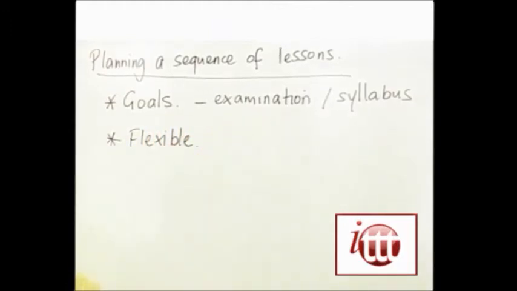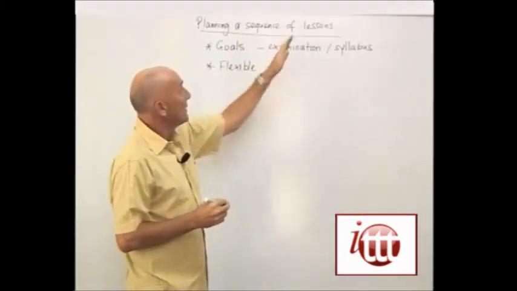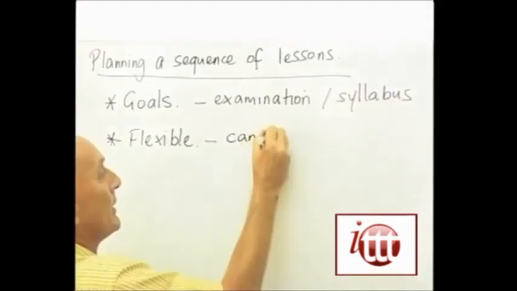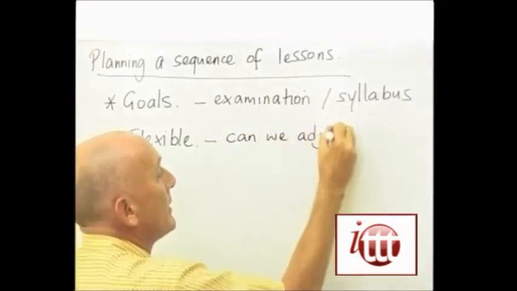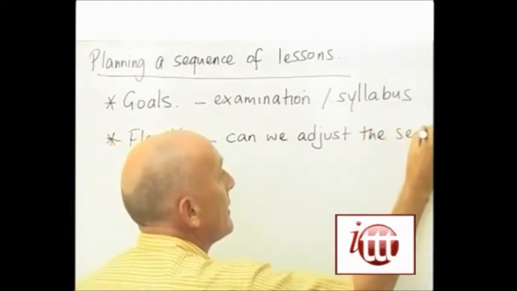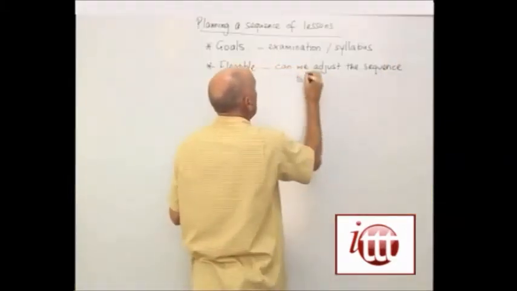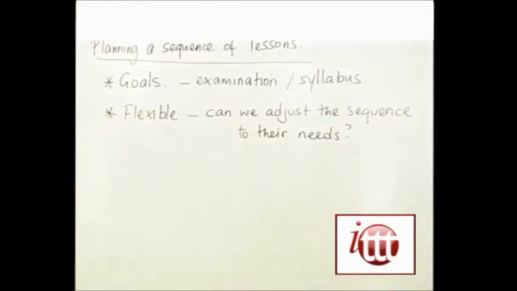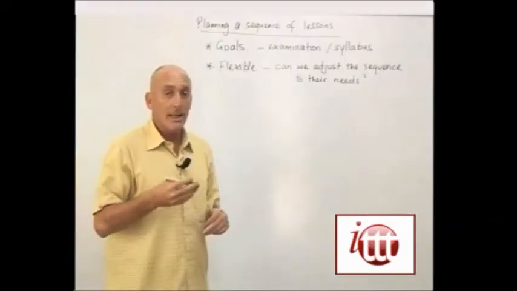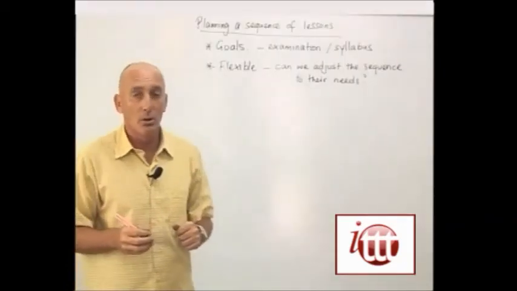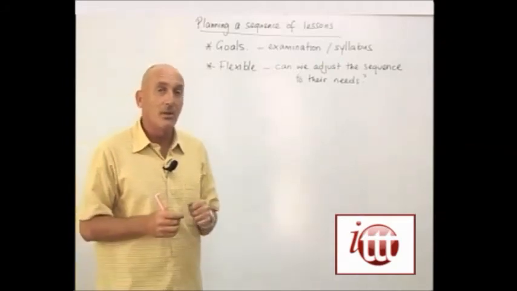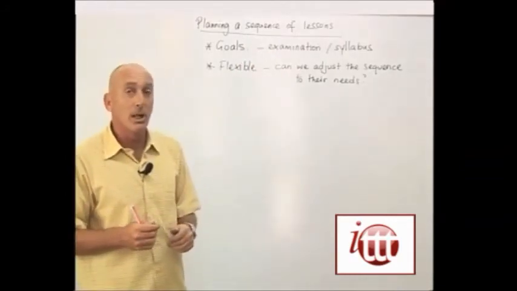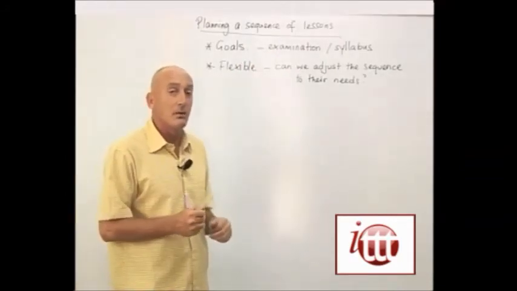Whilst we may be working towards some particular end, it is important that when planning a sequence of lessons that we remain flexible. In other words, can we adjust that sequence to their needs? We may say that I'm planning two particular lessons on the present continuous, but the students are finding difficulty with it. Is it possible within your sequencing to allow for three or maybe even four lessons, and will that still fit into the overall scheme of things?